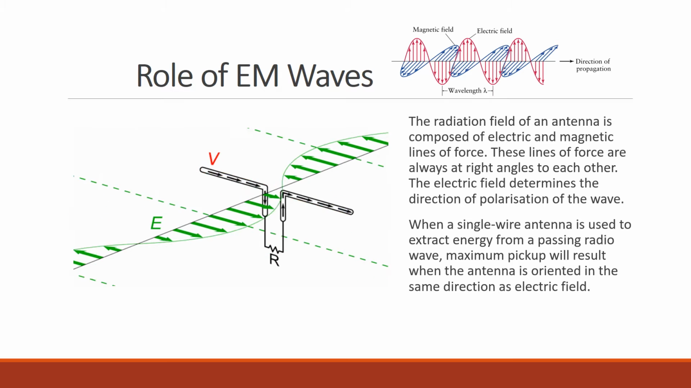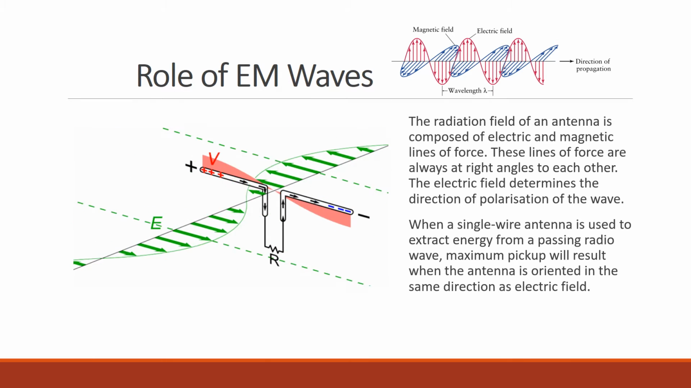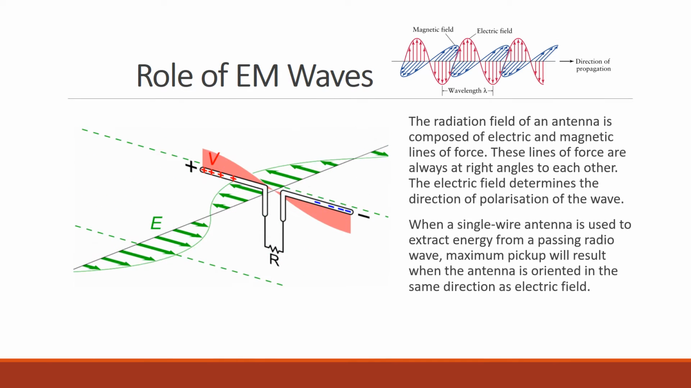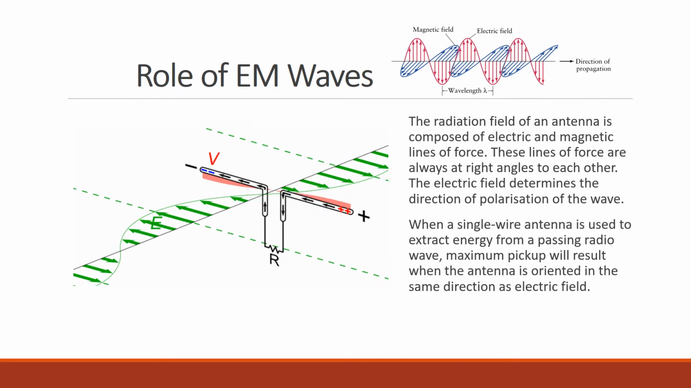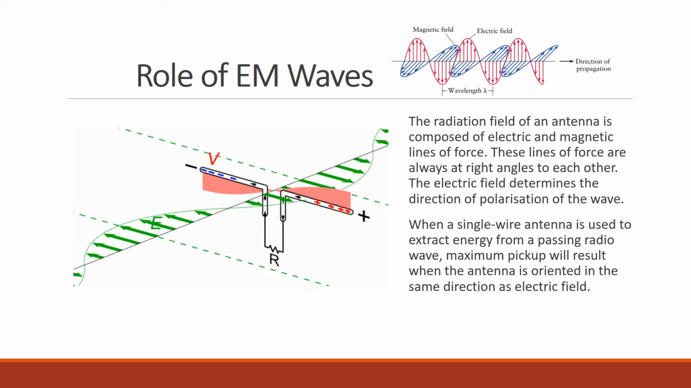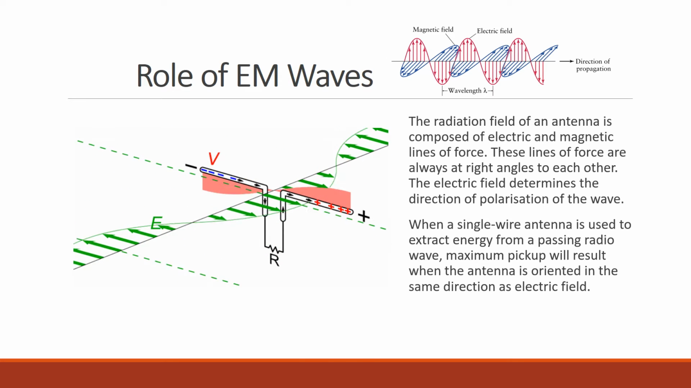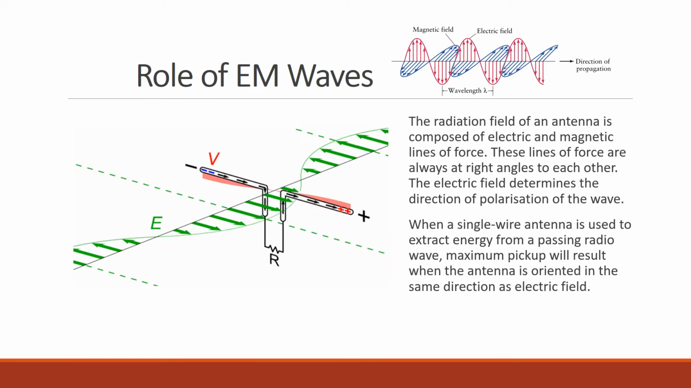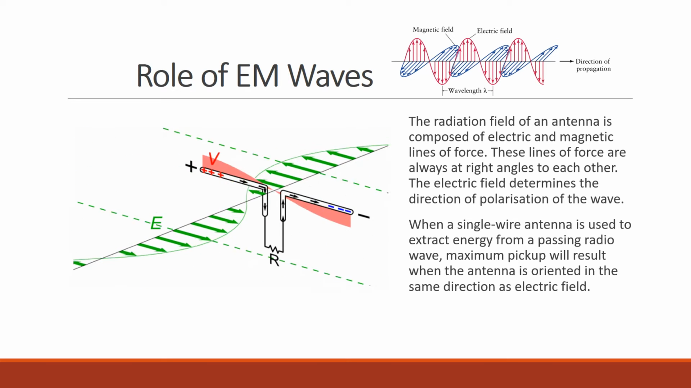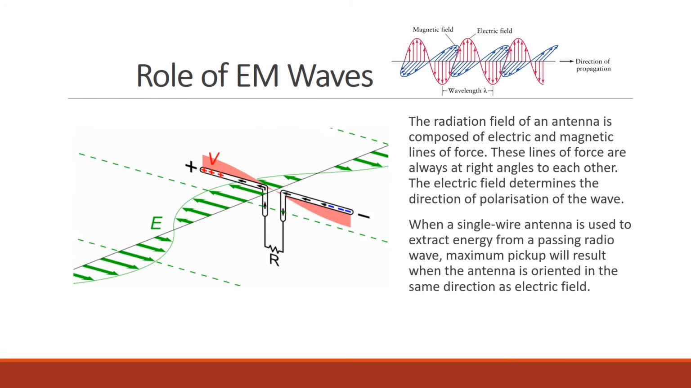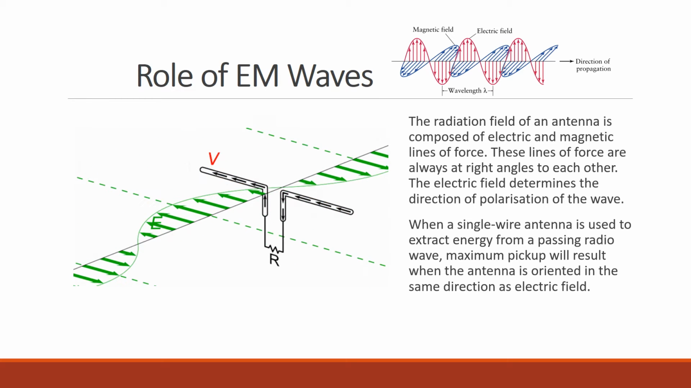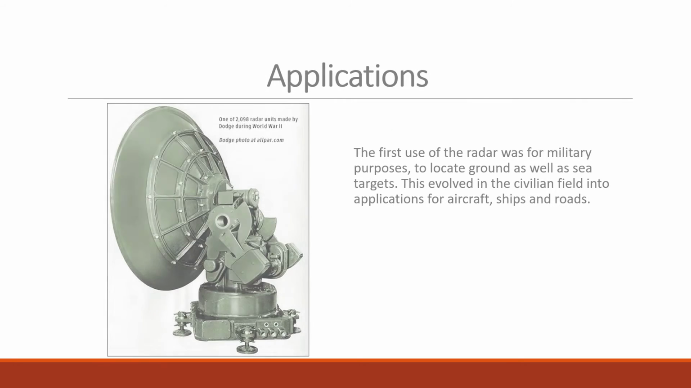The radiation field of an antenna is composed of electric and magnetic lines of force. These lines of force are always at right angles to each other. The electric field determines the direction of polarization of the wave. When a single wire antenna is used to extract energy from the passing radio wave, maximum pickup will result when the antenna is oriented in the same direction as the electric field.